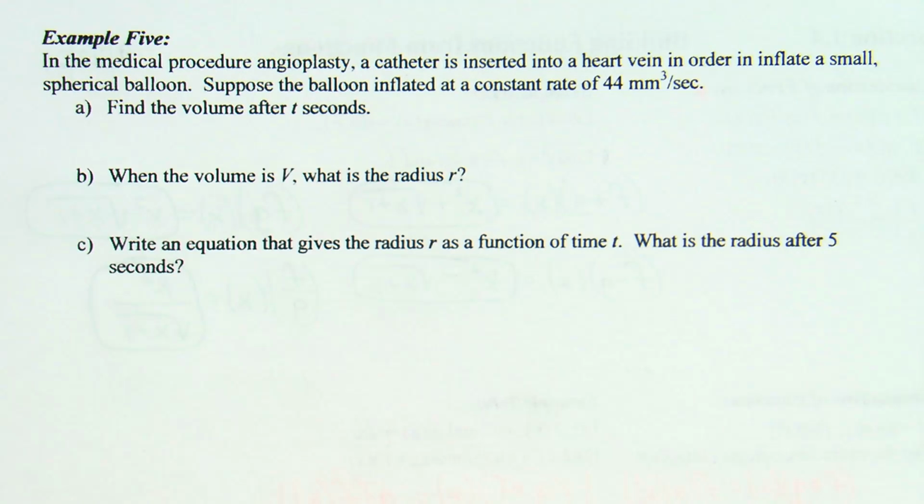In the medical procedure angioplasty, a catheter is inserted into a heart vein in order to inflate a small spherical balloon. Suppose the balloon inflates at a constant rate of 44 cubic millimeters per second. Find the volume after t seconds. When the volume is v, what is the radius? And write an equation that gives the radius r as a function of time t, and what is the radius after 5 seconds? So we have like 4 different things to do here.